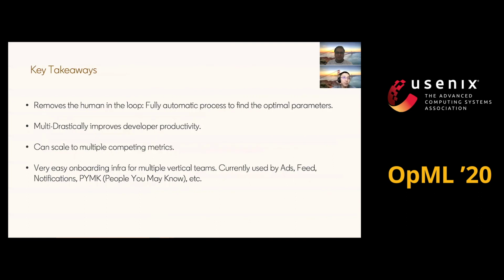To sum up, in this talk, we designed and implemented a hyperparameter tuning system which progressively finds the optimal hyperparameters online. This system is actively used and tested internally, which drastically improves developer productivity. Users can easily onboard to the system and tune multiple metrics. This system is currently used by ads, feed, notification, and people you may know.